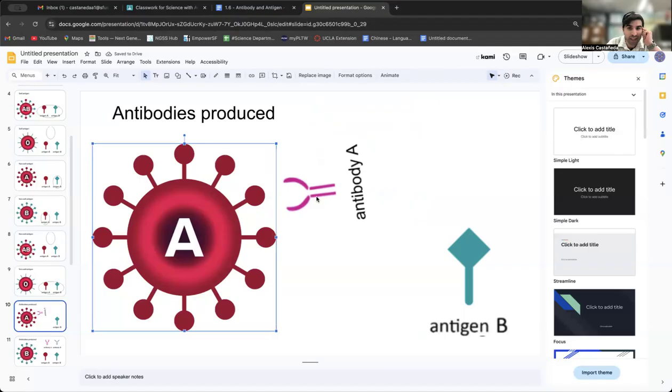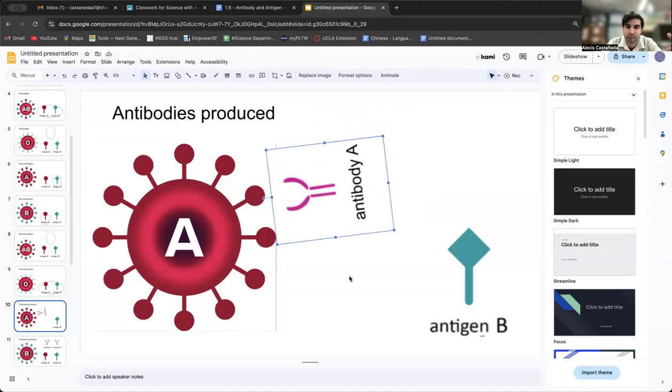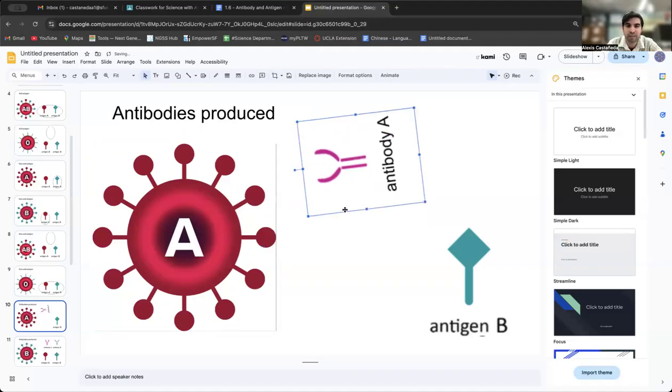If I'm blood type A and I create antibody A, this antibody is going to connect to me and it will tell my body, hey, eliminate this cell. But that's not good because this is my cell. These are the cells that I want. And I do not want my body to kill my own cells. So I'm not going to produce antibody A.